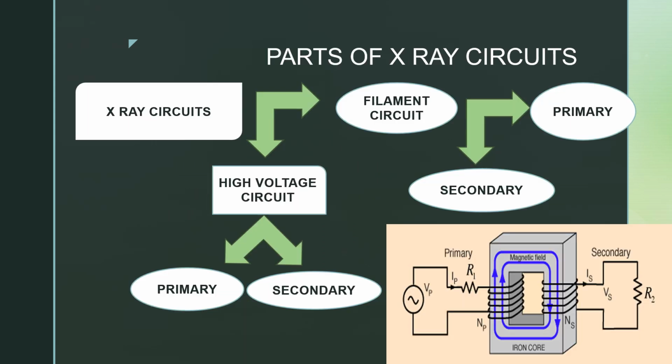Now, what are the parts of the X-ray circuit? X-ray circuits are made up of mainly two circuits. One is the filament circuit and another is the high voltage circuit. The filament circuit is later divided into a primary circuit and a secondary circuit, and the high voltage circuit is also divided into a primary circuit and a secondary circuit. Now, what is the primary circuit and what is the secondary circuit?